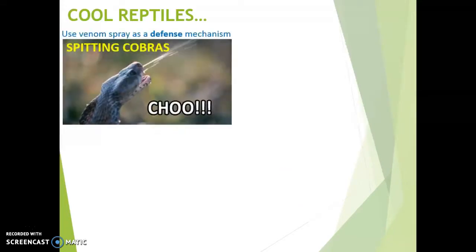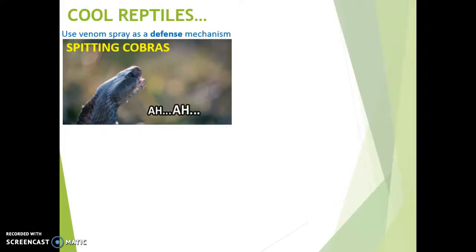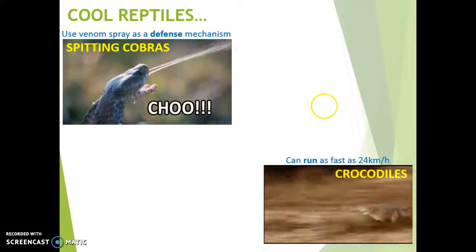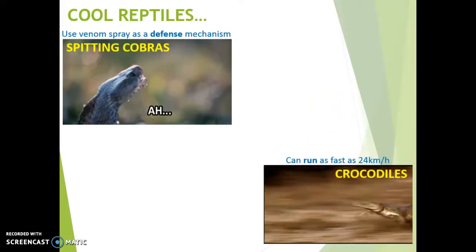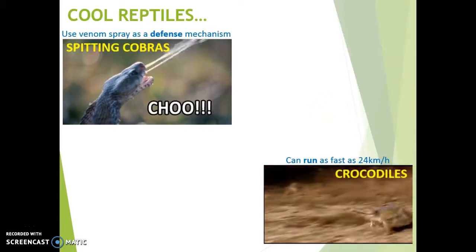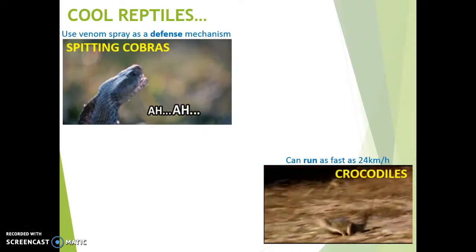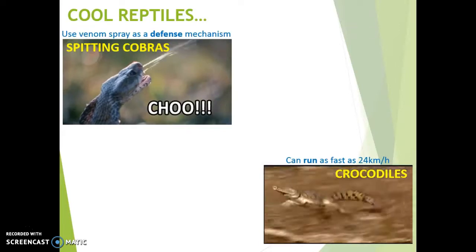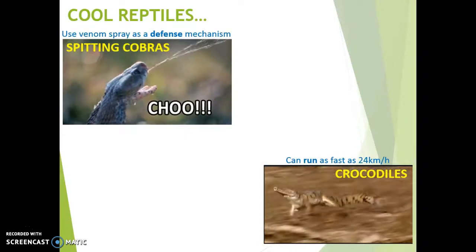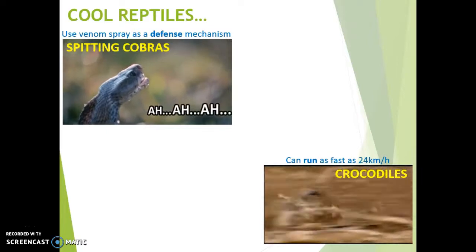Cool reptiles. Here are some fun facts about reptiles. For instance, spitting cobras. They use venom spray as a defense mechanism against predators. Crocodiles, you've seen them walking, but did you know that they can run as fast as 24 kilometers per hour? That's amazing, huh? That's very, very fast. So if sometimes you see a crocodile outside of the water and you think that they cannot move very fast and you want to approach them, just be very careful because they can move really, really fast.